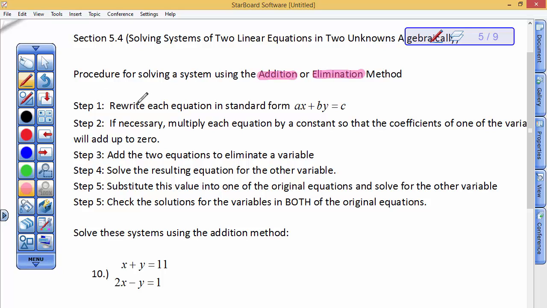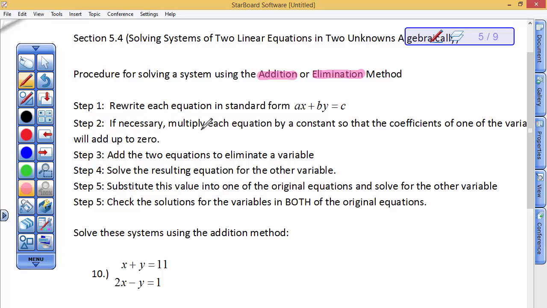So step number one. Rewrite each equation in standard form. That means the x and the y terms need to be on the left side and the constant on the right. See these two equations? The x and the y are on the left and the constants are on the right. They're also in order. X is our first, y is our second.